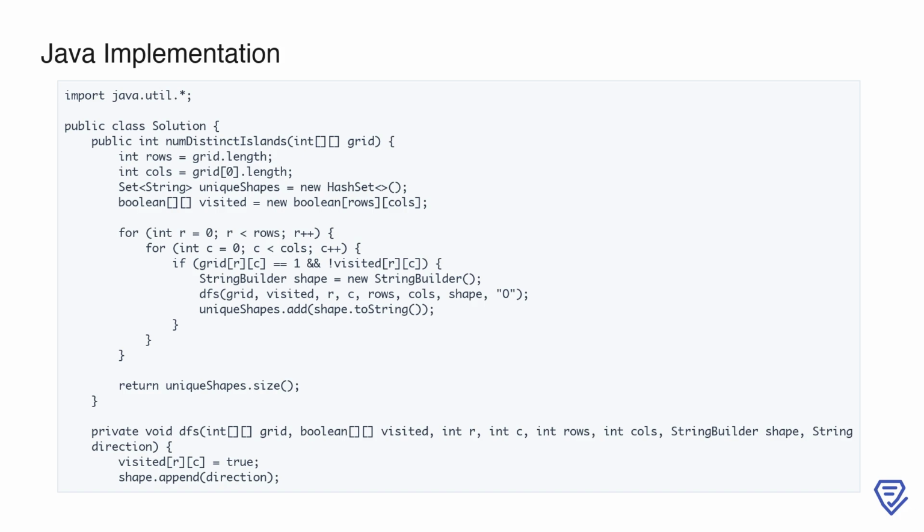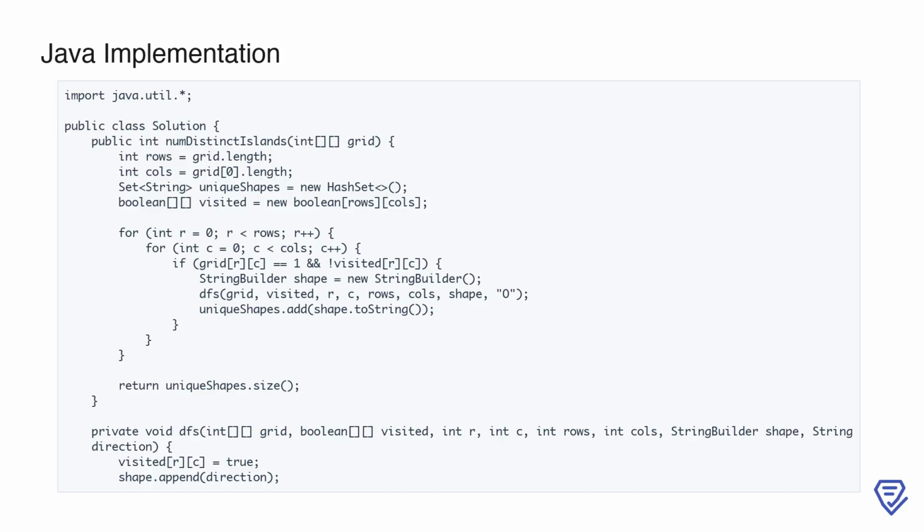We also create a 2D Boolean array called visited to keep track of the cells we've already processed during our depth-first search. Next, we iterate through each cell in the grid using a nested loop. If we encounter a land cell, represented by 1, that has not been visited yet, we initiate a depth-first search from that cell. To describe the shape of the island, we use a string builder called shape and pass it along with the current position and an initial direction of O, which stands for origin.